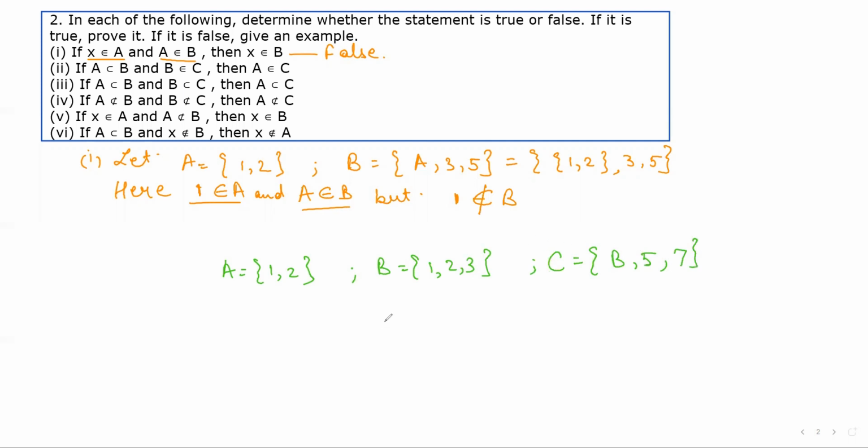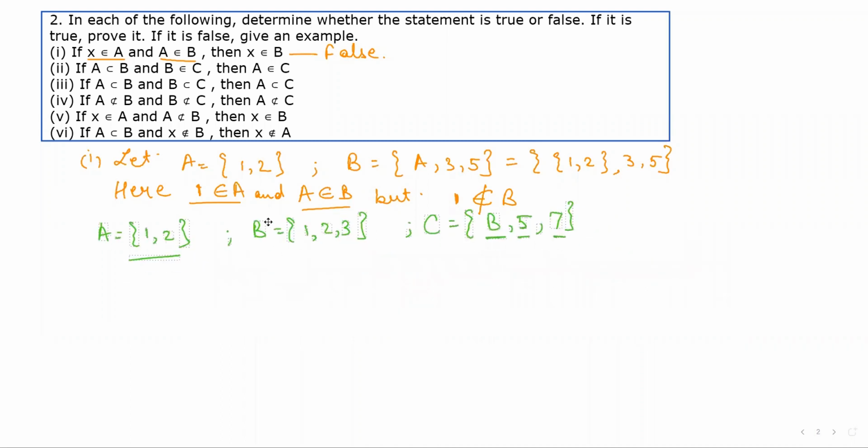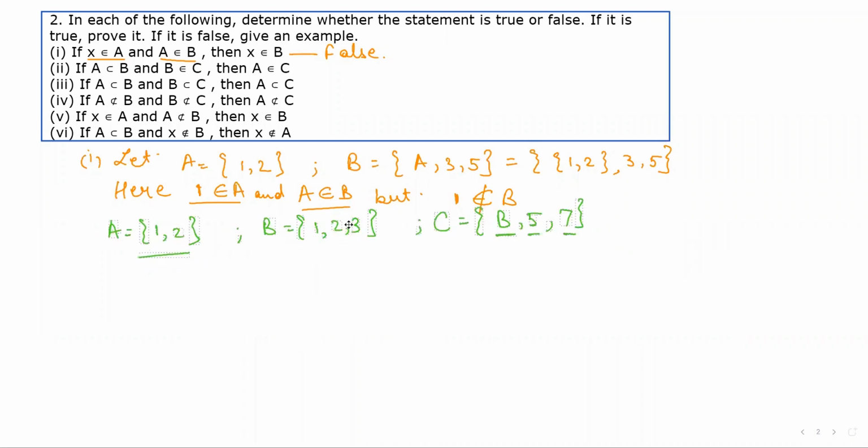Then A belongs to C. Does A belong to C? Does C contain 1 and 2 as elements? No, it contains B, 5 and 7 as elements. So again, the statement will be false. We have to give an example. We can give the same example. We can consider this as example.